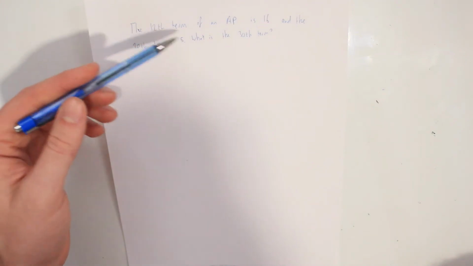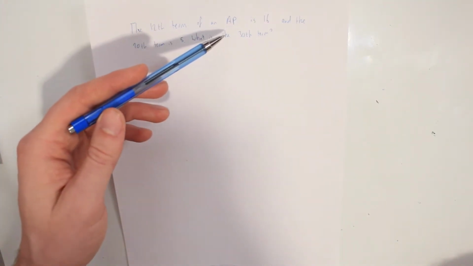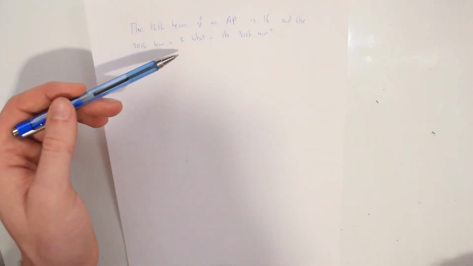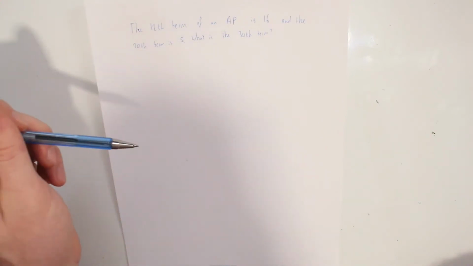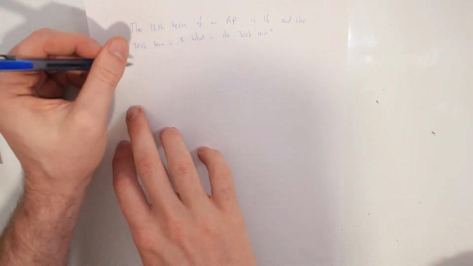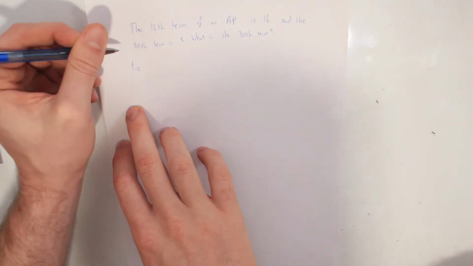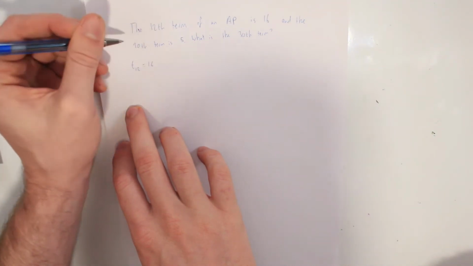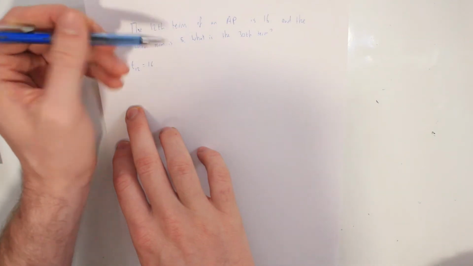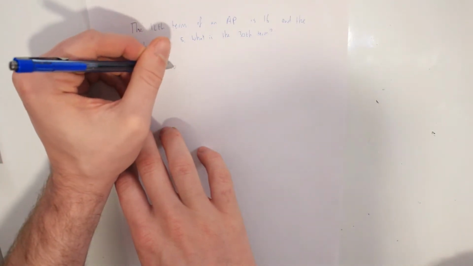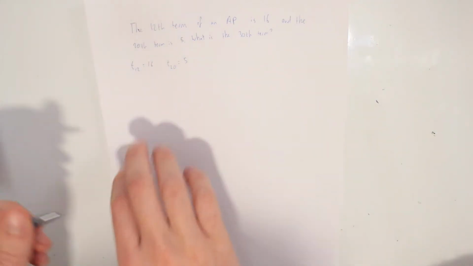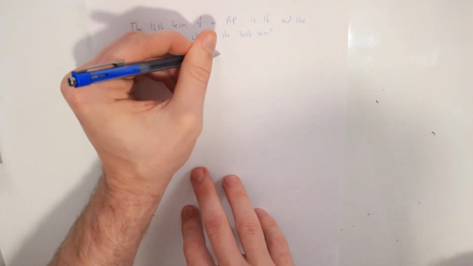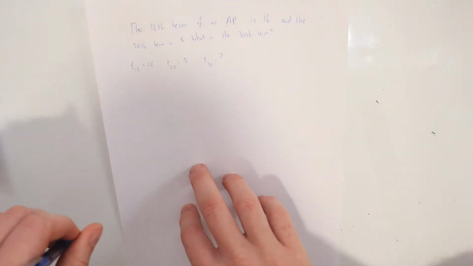The 12th term of an AP, or an arithmetic progression, is 16, and the 20th term is 5. What is the 30th term? Okay, well, what do we know? We know that T12, the 12th term, is 16. We know that the 20th term is 5, so we can say T20 equals 5. What is the 30th term? T30 equals, not sure right now.